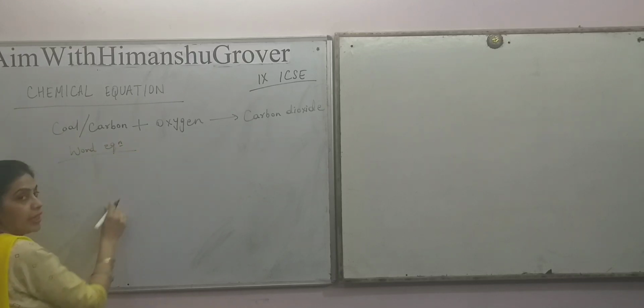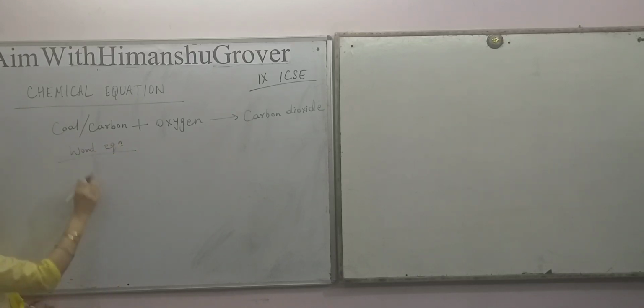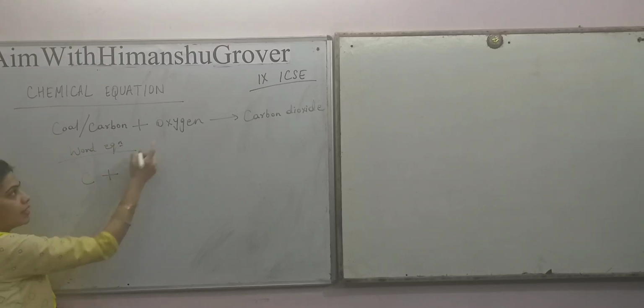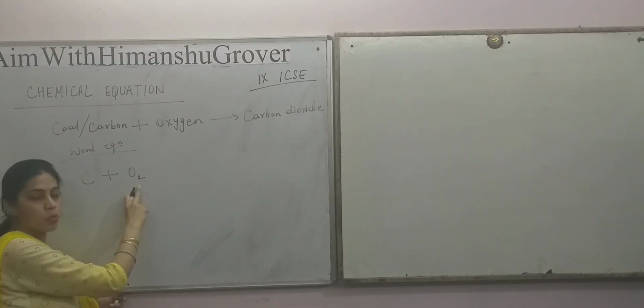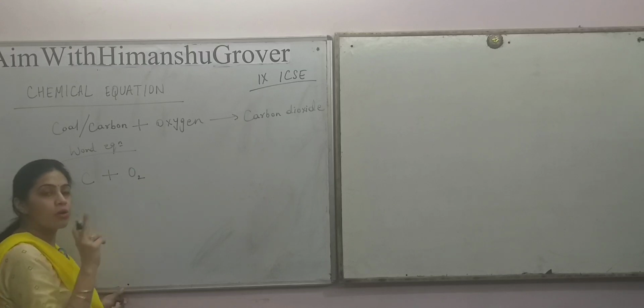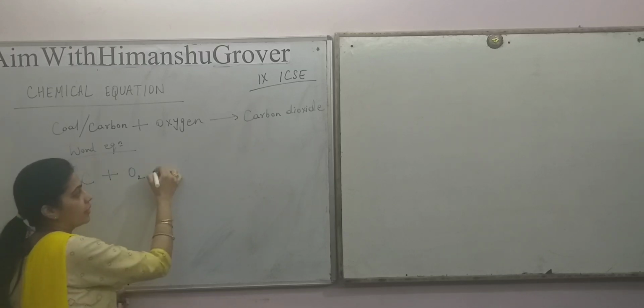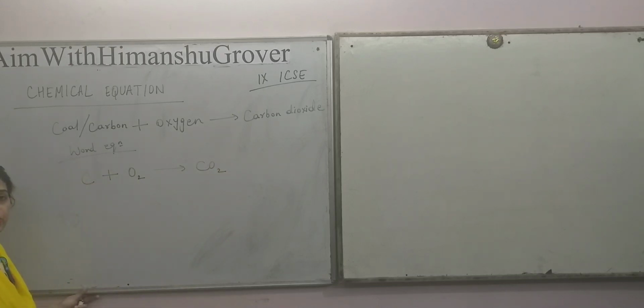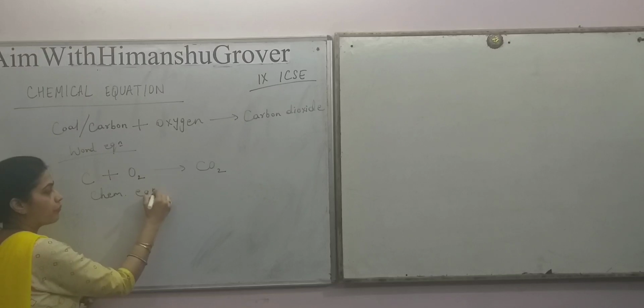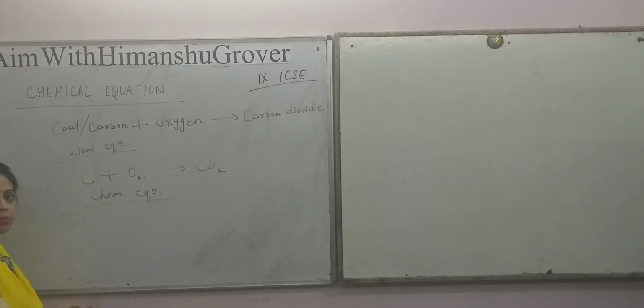In chemistry, the symbol for carbon or coal is capital C, plus oxygen. It is represented as O2. One molecule of oxygen is written as O2, that is, it contains two atoms of oxygen. It gives carbon dioxide, which is represented as CO2. This is called a chemical equation.